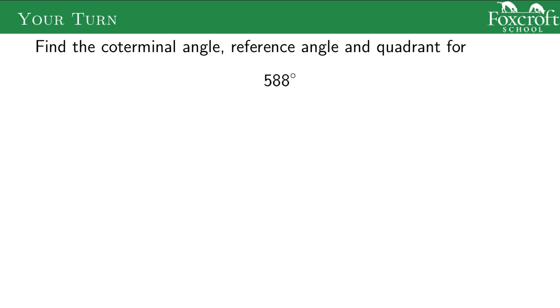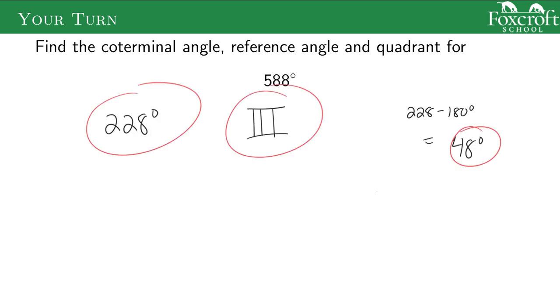Here's one for you to try on your own. 588, find those 3 things. And here are the three things you get. For the coterminal angle, if I subtract 360, I get 228. What quadrant is it in? It's bigger than 180 but smaller than 270, so it's in quadrant 3. Just like the other one we saw in quadrant 3 earlier, if I subtract off the top half of the circle, I just get the part I want. So I'm going to subtract off 180 degrees. My reference angle is 48 degrees.